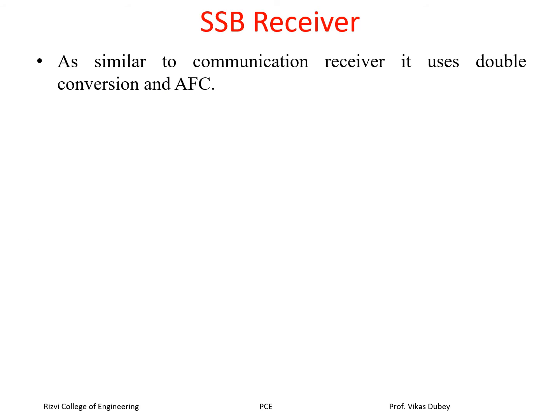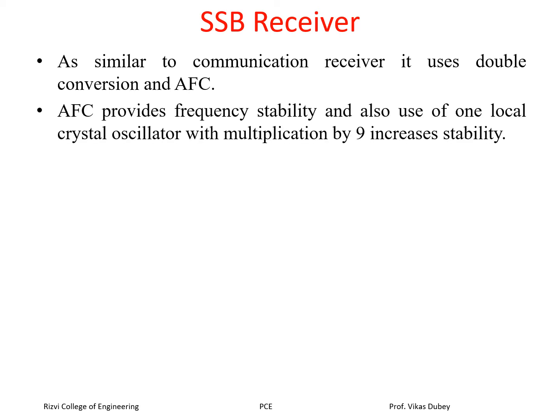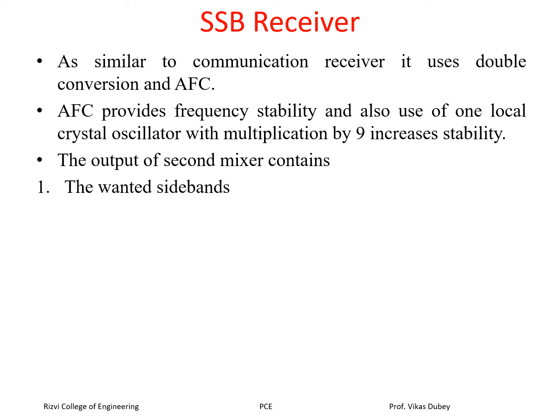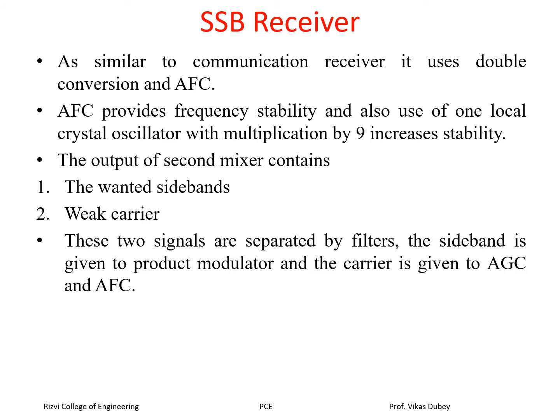Similar to the communication receiver, it uses double conversion and AFC, audio frequency control, so we can control the frequency. AFC provides frequency stability, and there is also one local crystal oscillator with multiplication by 9, which increases the stability. The output of the second mixer normally contains the wanted signal and the weak carrier, so it contains both signals.